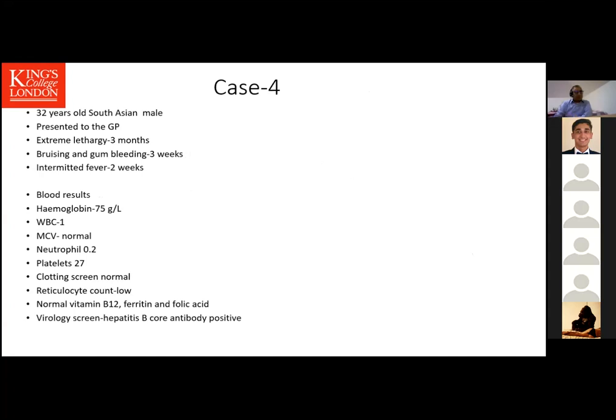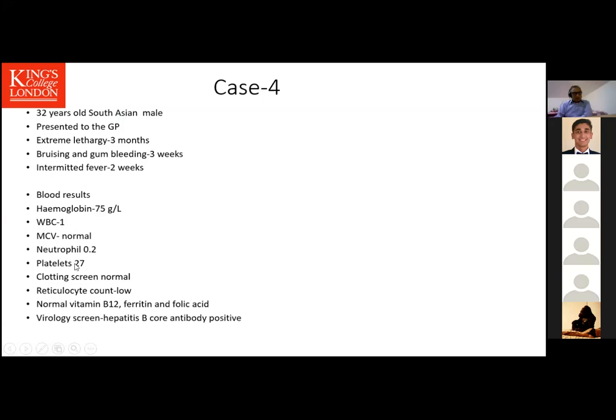Case 4, so 32 years old, South Asian male, right? So as I said, please note down every word of this presentation. Young man, South Asian origin, presented to the GP with extreme lethargy for about 3 months, bruising, gum bleed for 3 weeks, intermittent fever for 2 weeks. Blood results: hemoglobin 75, white cell 1, MCV normal, neutrophil 0.2, platelet 20. So severe pancytopenia is going on here.